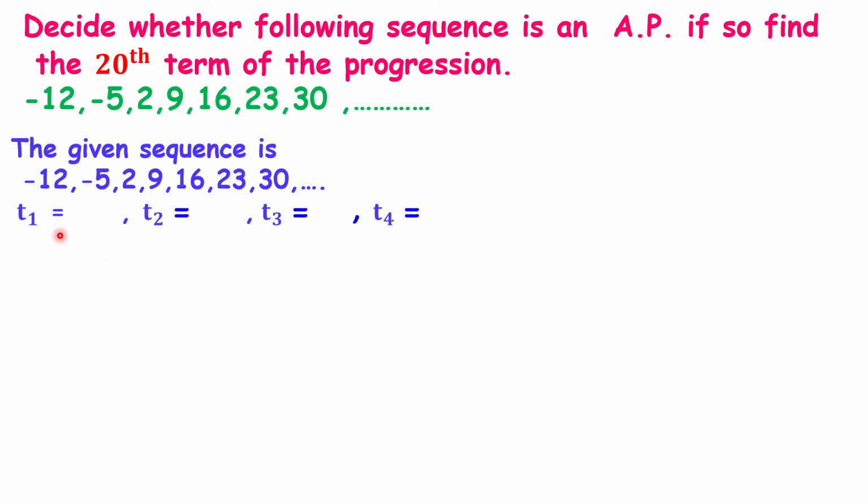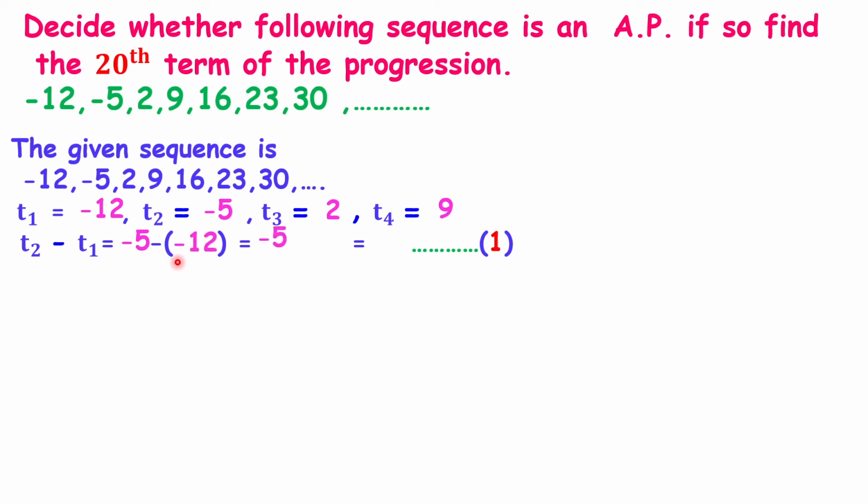Here the first term T1 is negative 12, the second term is negative 5, the third term is 2, the fourth term is 9, and so on. When the given sequence is an AP, the common difference is constant, therefore to find the common difference we have to subtract the first term from the second term. Here the second term is negative 5, minus into bracket the first term is negative 12.